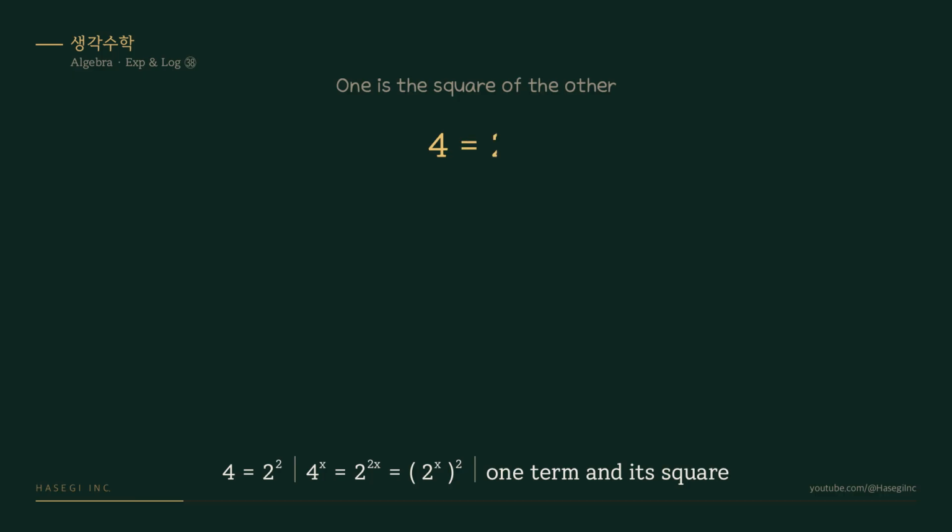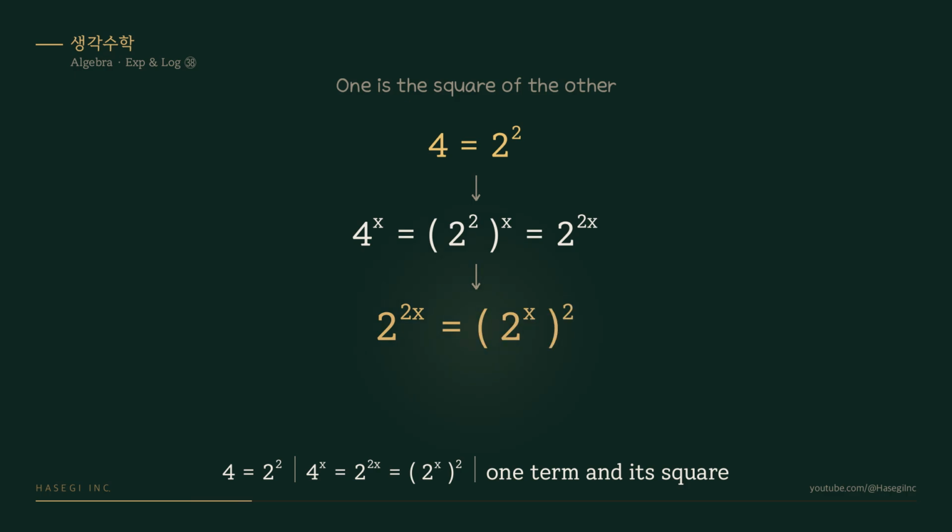4 is 2 squared, so 4 to the x is 2 squared, all raised to the x, which is 2 to the 2x. And 2 to the 2x is the same as 2 to the x squared. The two terms were really one term and its square all along.